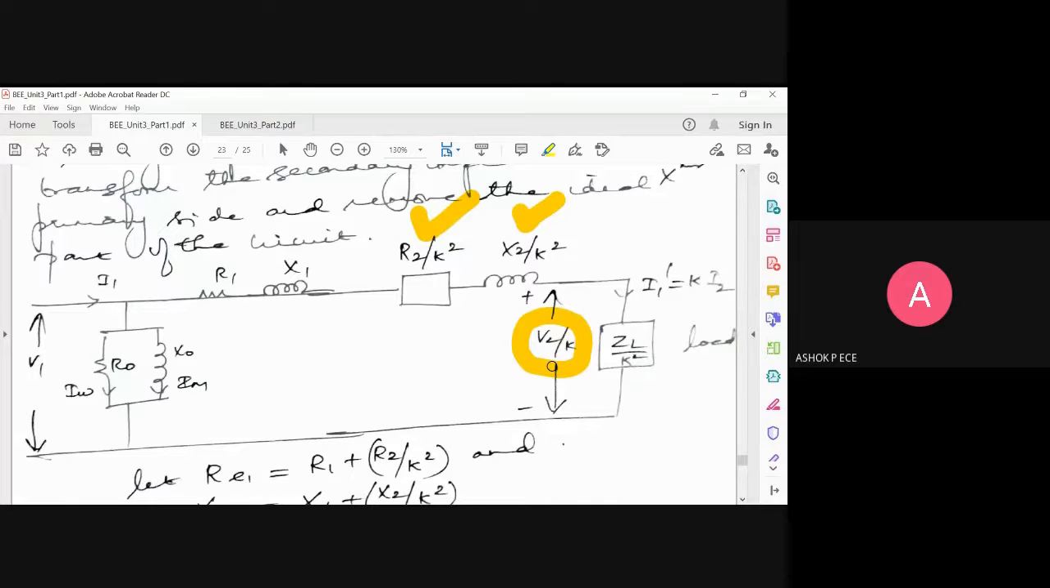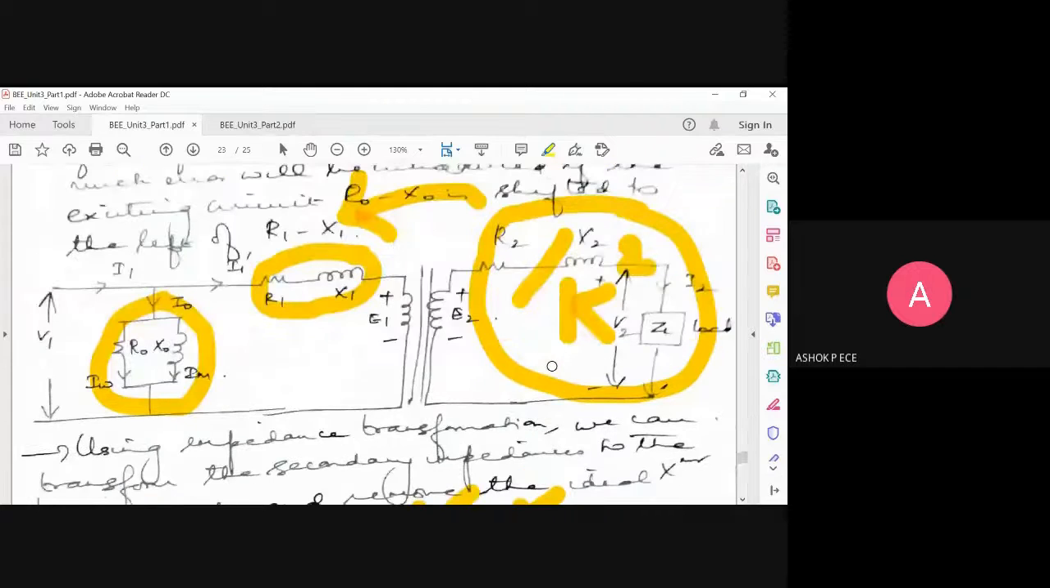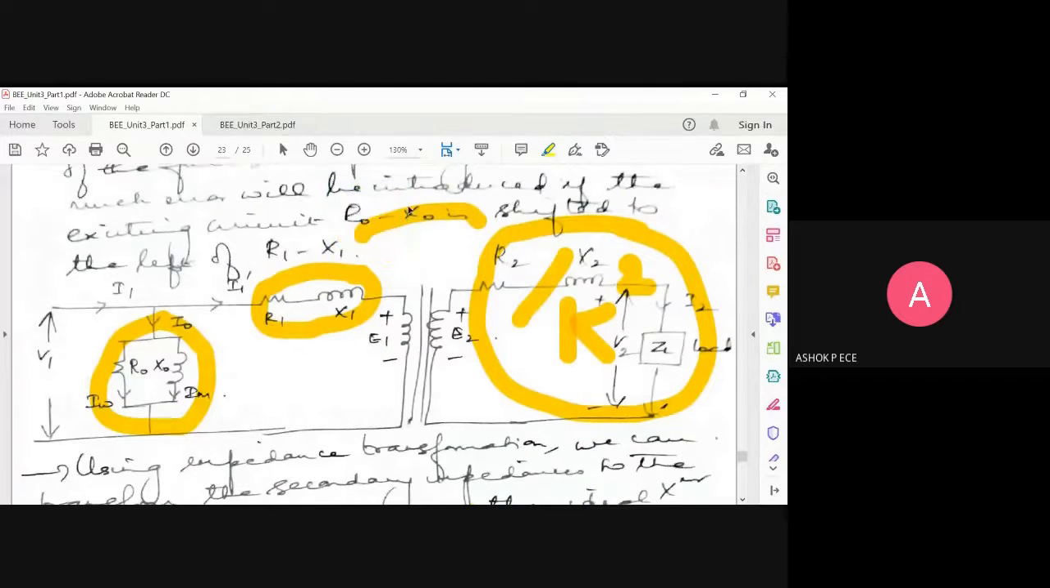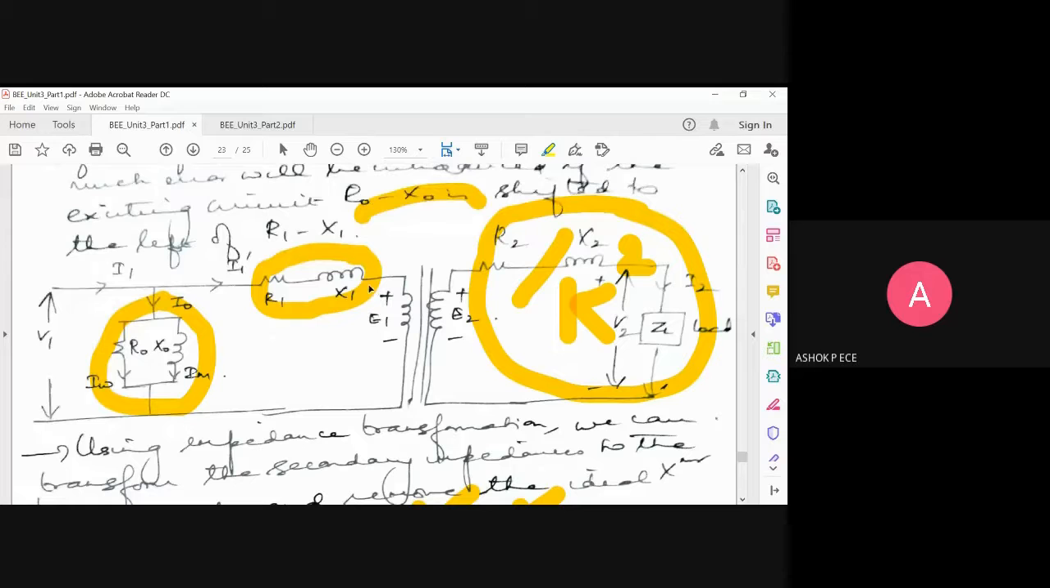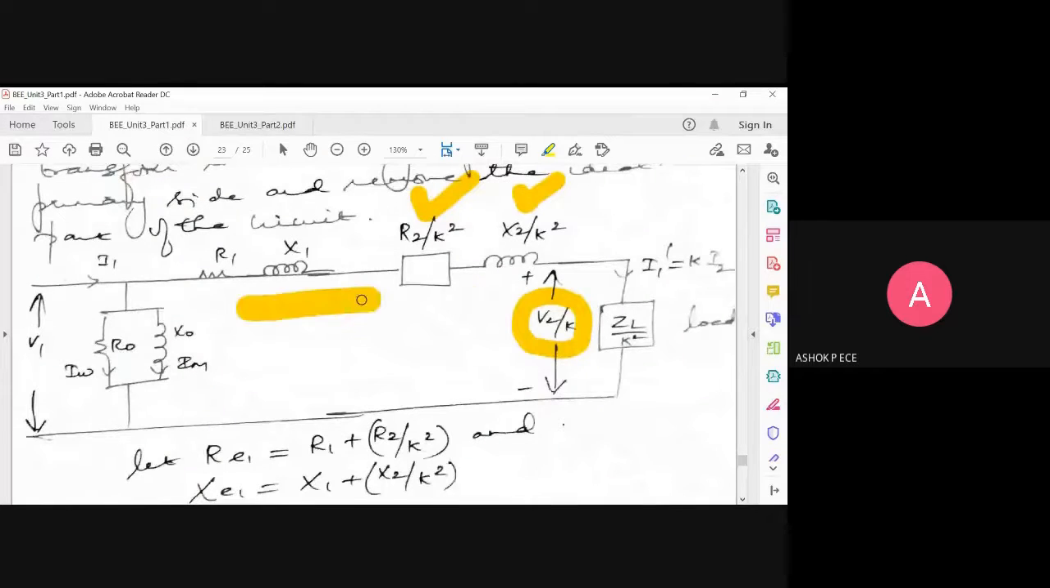Suppose I transfer all the primary components to secondary, in the reverse direction. Then the formulas will change completely. But we cannot do that, because primary has a source, and I cannot transfer the source from primary to secondary. So in a transformer we always transfer the components from secondary to primary, and ensure that you have a single loop to apply all your KVL analysis.